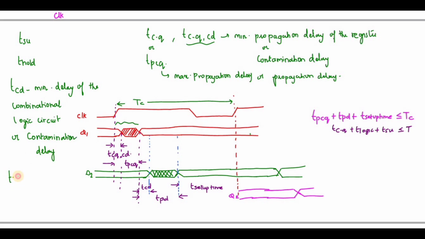And what is TPD? TPD is also written as T logic. It is the maximum propagation delay of the combinational logic.